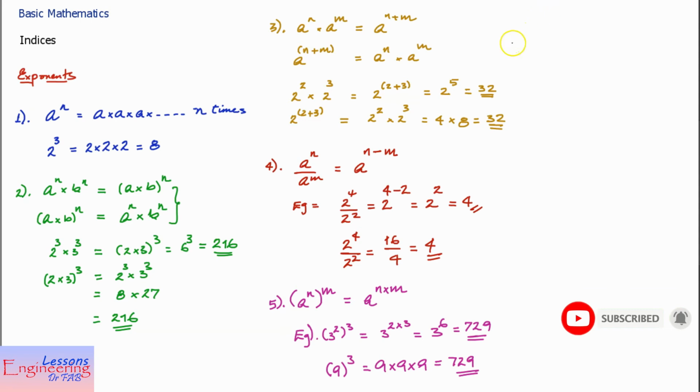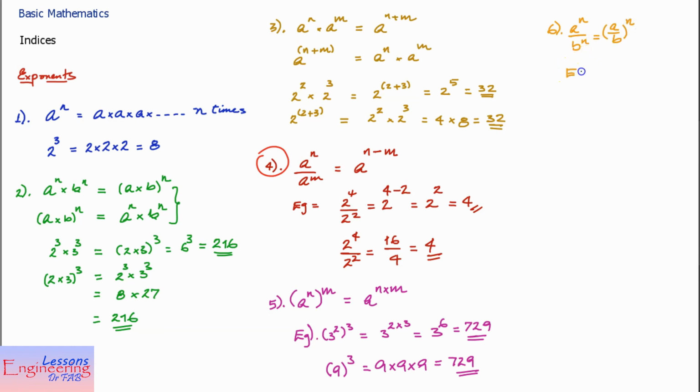Another variety you can give is, for example, a different base and similar exponent in division. So that can be written as a raised to n over b raised to n. So in this case, you can divide the base a by b and raise it to the same exponent, which is n.